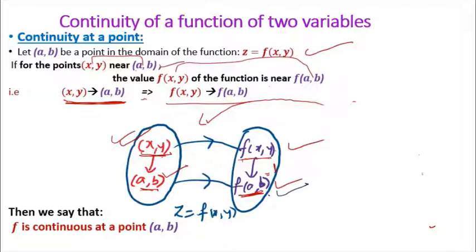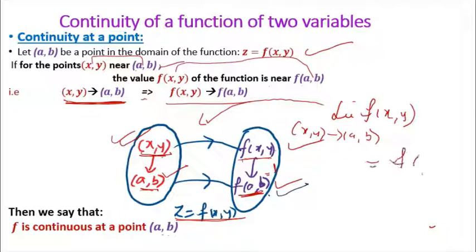Then we say that the function f is continuous at the point (a, b). Here f is nothing but z = f(x, y). So the function of two variables z = f(x, y) is continuous at a point (a, b) if I can say, even I can write this as the limit of f(x, y) as (x, y) tends to (a, b) is nothing but f(a, b).